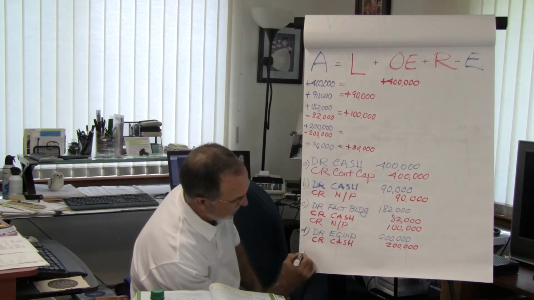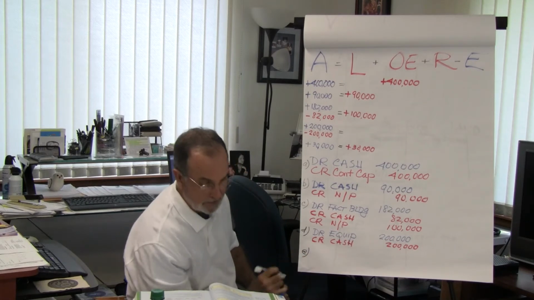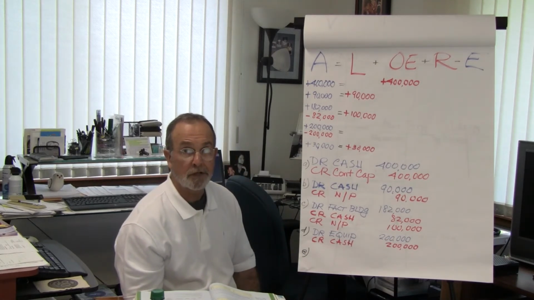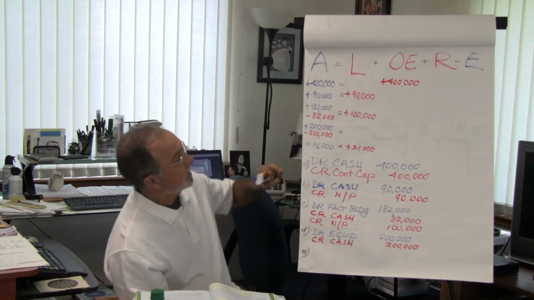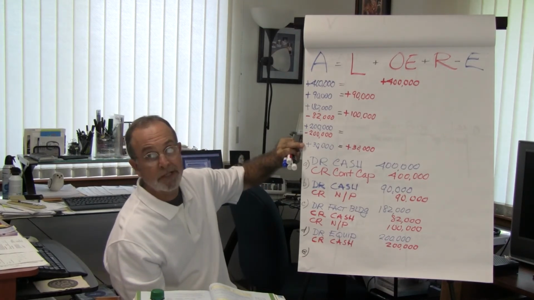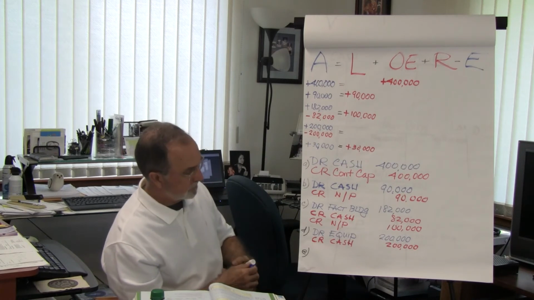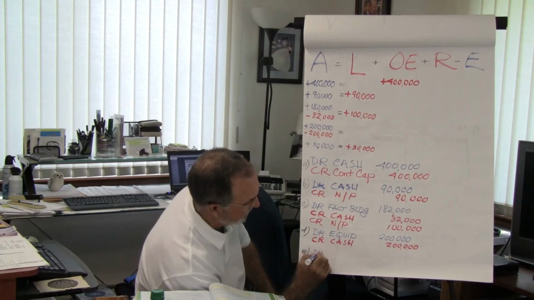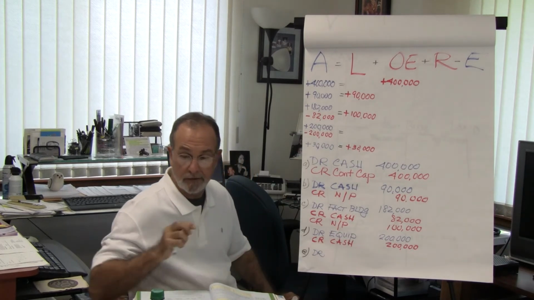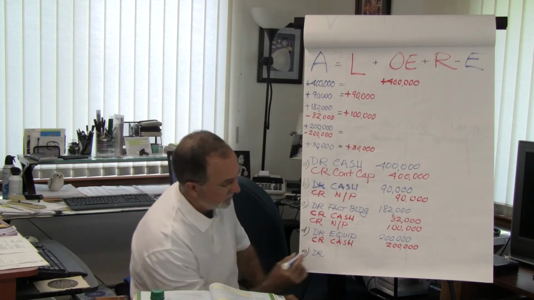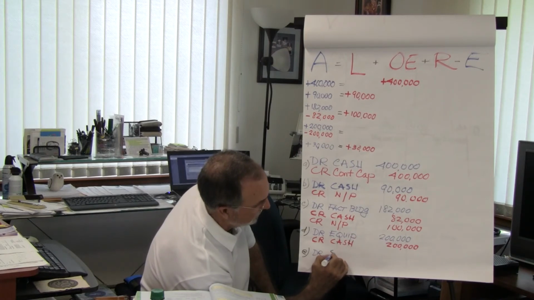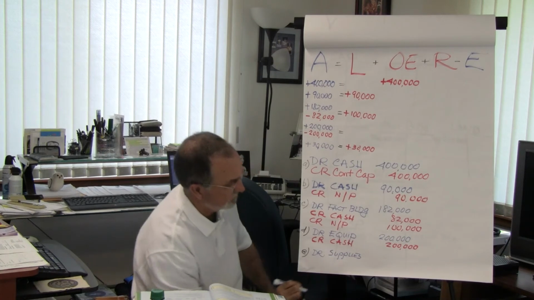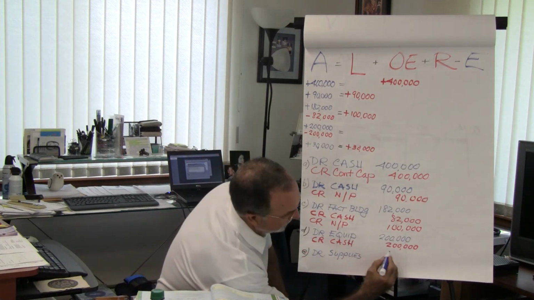The last transaction, transaction E, purchase supplies for $30,000 on account. Again, we purchase supplies, which is an asset. We add to supplies, $30,000. We add to an asset with a debit, and that debit account is called supplies, and that's for $30,000.